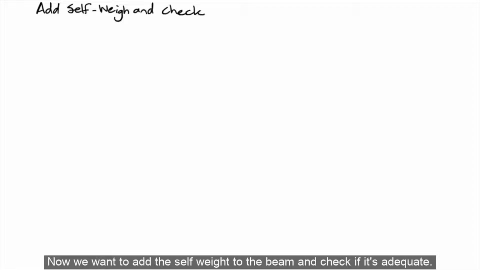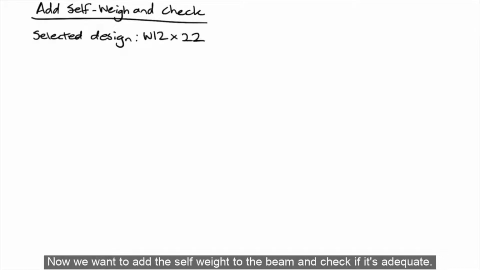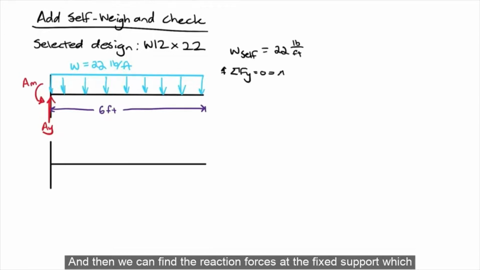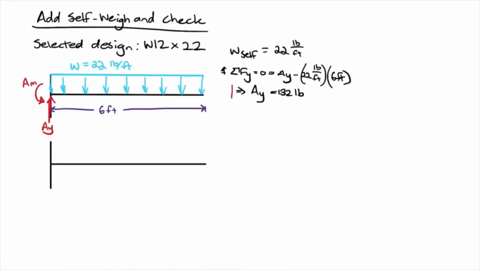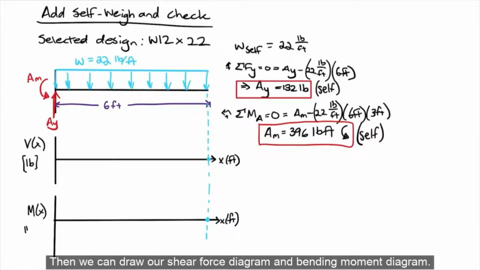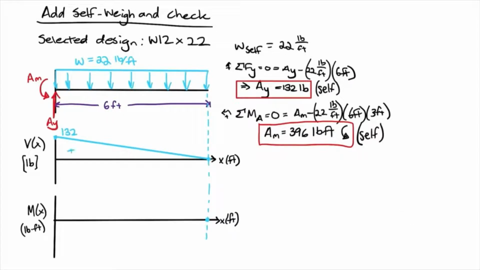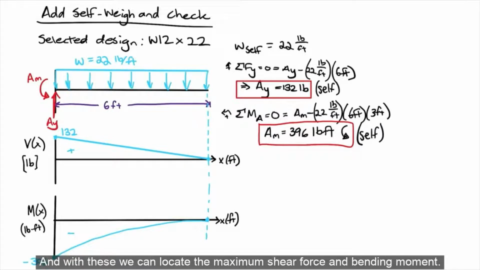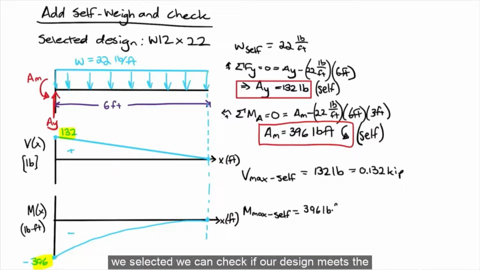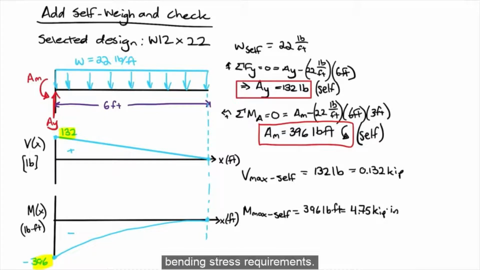Now we want to add the self-weight to the beam and check if it's adequate. The free body diagram will look like this. And then we can find the reaction forces at the fixed support, which will be this. Then we can draw our shear force diagram and bending moment diagram. And with these, we can locate the maximum shear force and bending moment. With the maximum bending moment from just the weight of the beam we selected, we can check if our design meets the bending stress requirements.